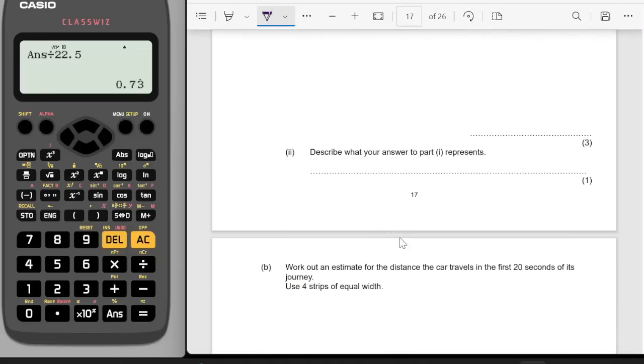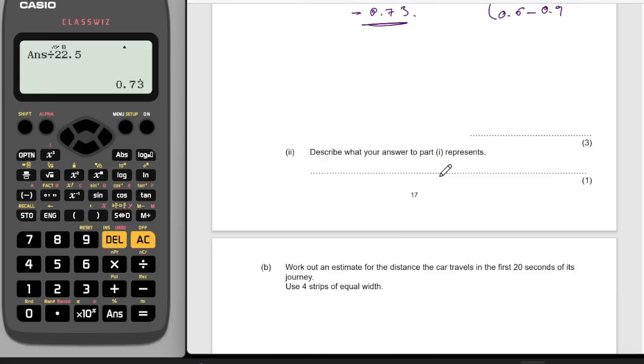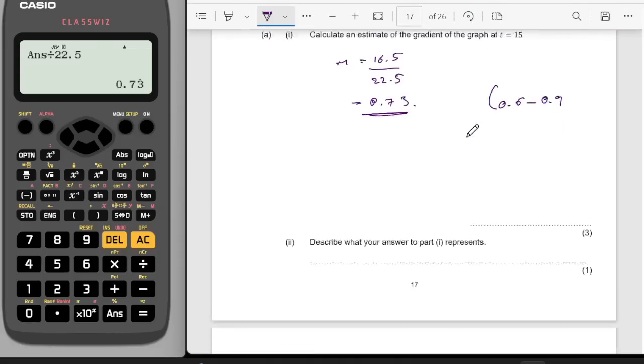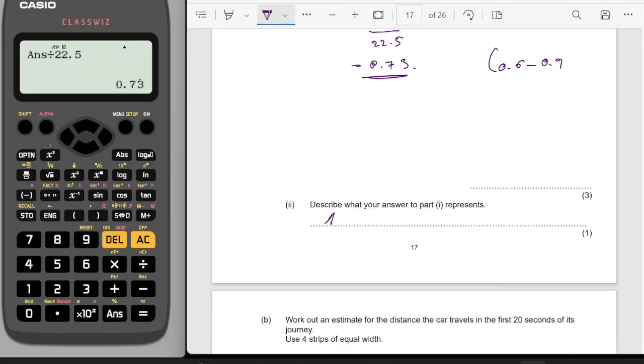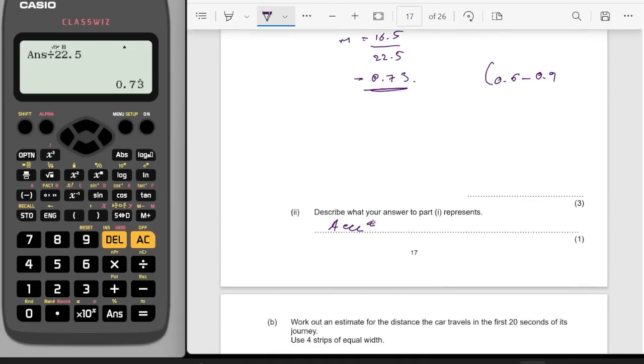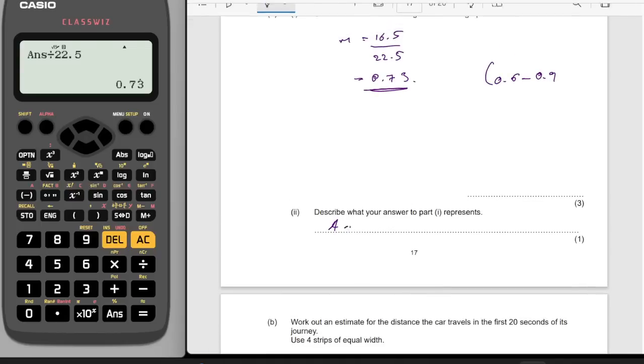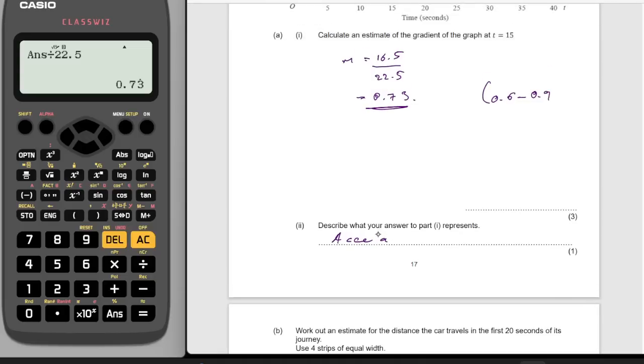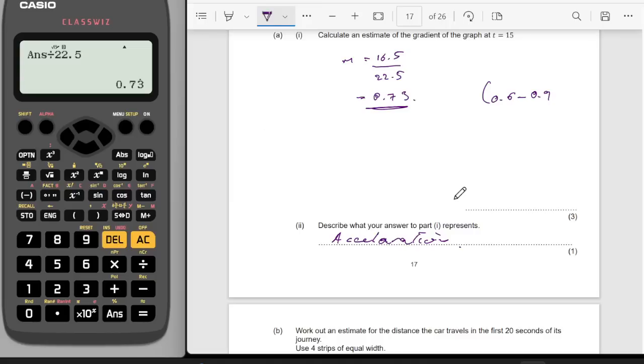Okay, part B, describe what your answer to part I represents. So it is a unit of speed divided by time, so that's going to be the acceleration. So it would be the acceleration. Try and write that readably. So accelerate. So it's going to be the acceleration.